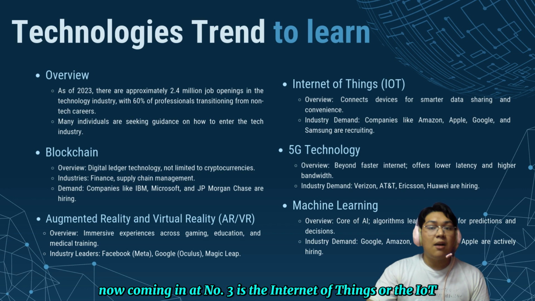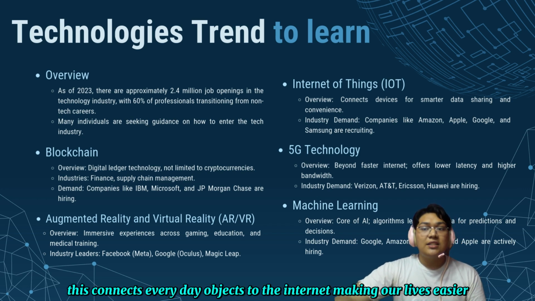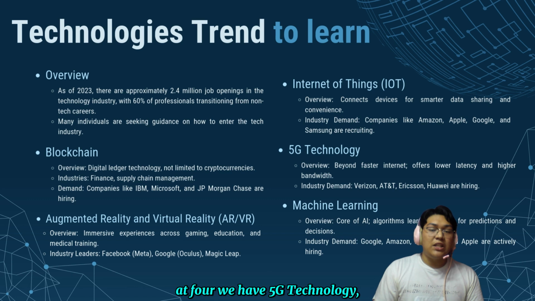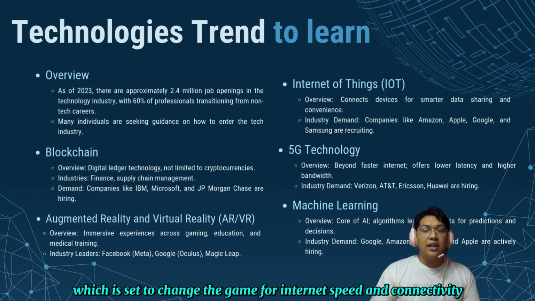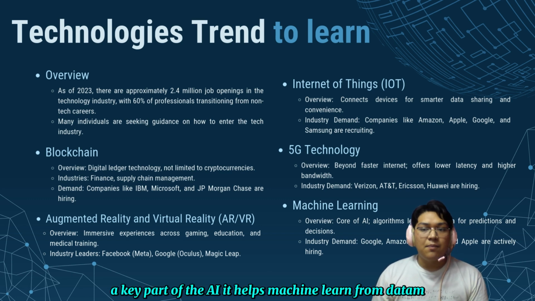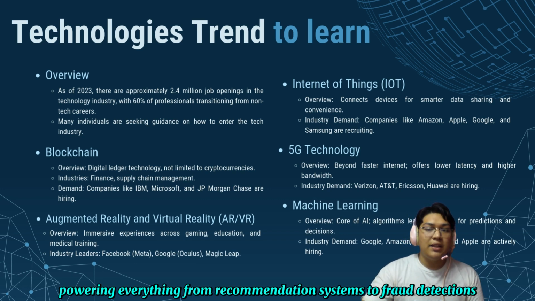Now coming in at number 3 is the Internet of Things, or the IoT. This connects everyday objects to the internet, making our lives easier. At 4, we have 5G technology, which is set to change the game for internet speed and connectivity. Then machine learning, a key part of AI. It helps machines learn from data, powering everything from recommendation systems to fraud detection.